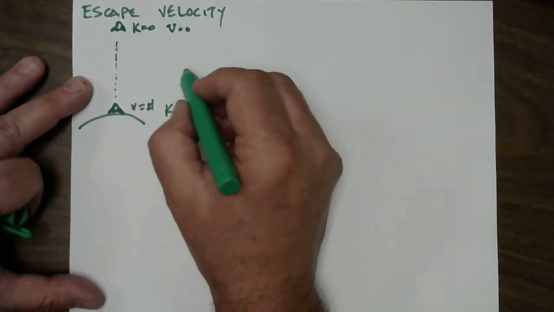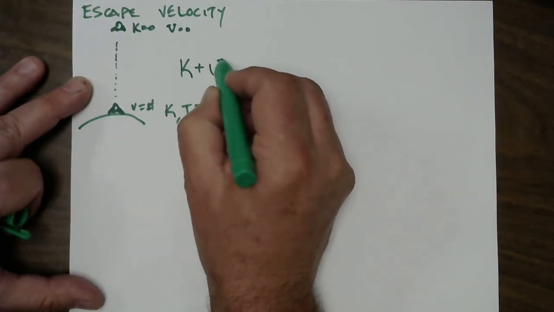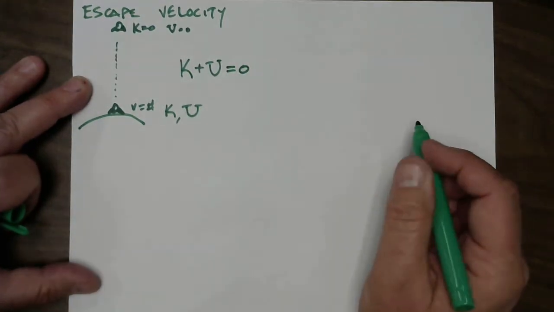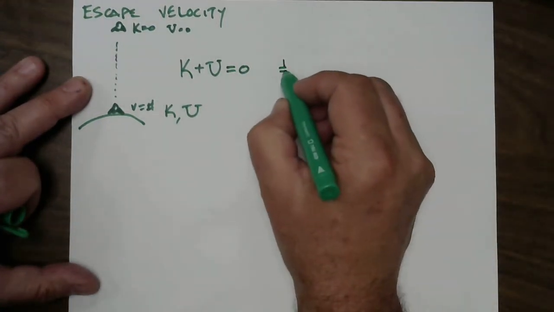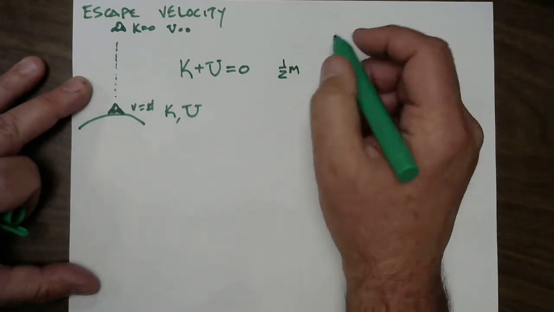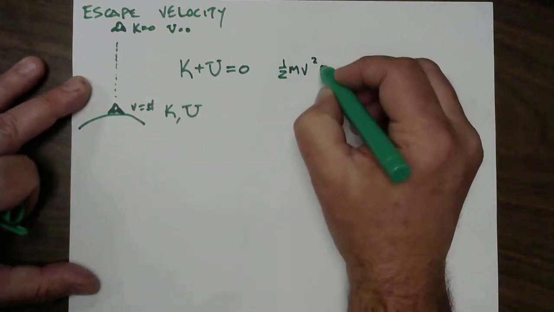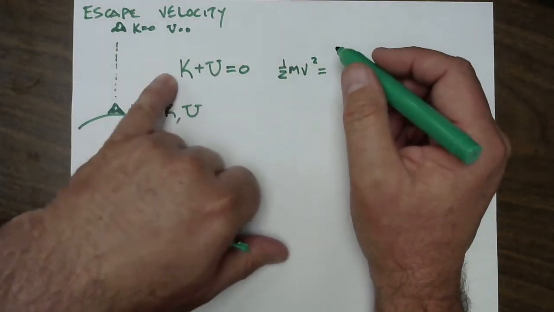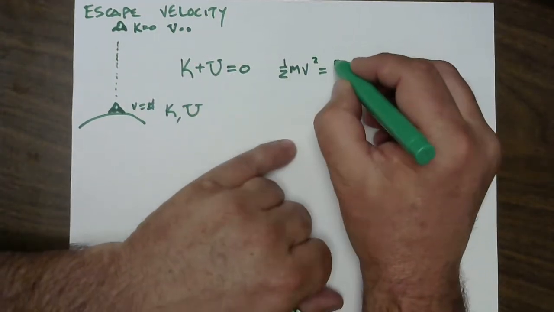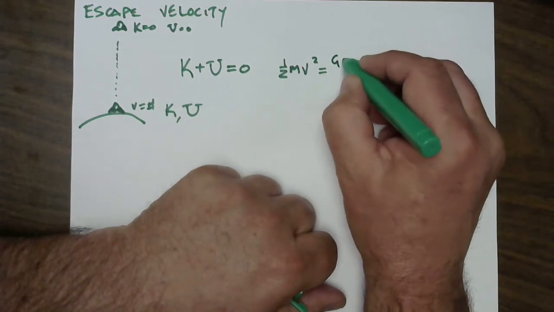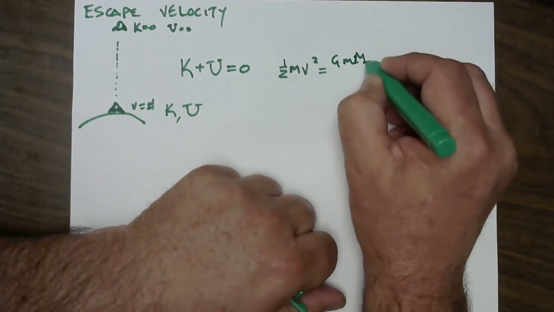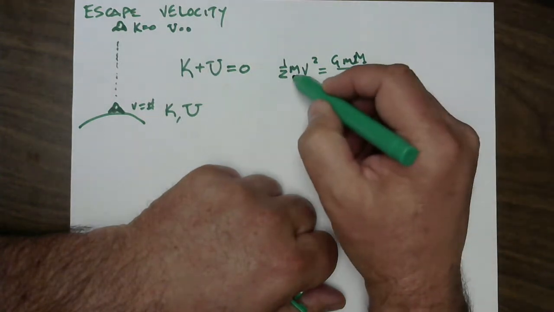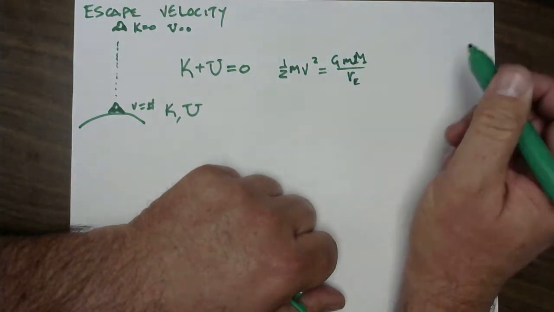So what we need is the kinetic energy plus the potential energy at the surface of the Earth to be equal to 0. Okay, that means we need 1/2 m v squared to be equal in magnitude, because this is going to be negative and this is going to be positive, so adding them together will cancel out to 0. We need it to be equal in magnitude to G M m over r_e. The little m is the mass of the projectile, so it cancels out.